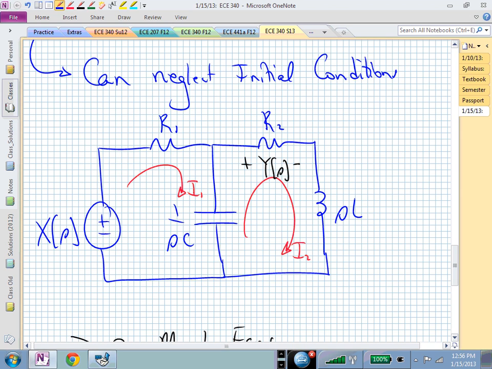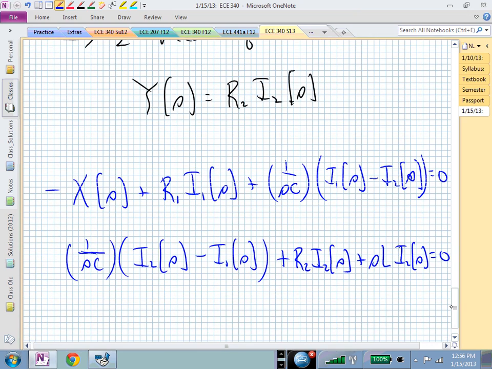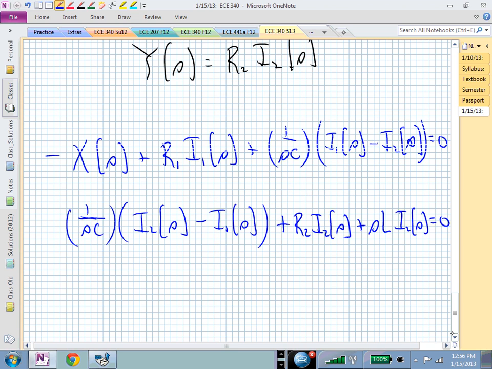Now we have two equations and two unknowns. We have an input, X, and our output is nowhere to be found here, but if we know I sub 2, we can calculate our output Y. And we could rewrite this if we wanted to. We could collect all of these terms and put it into a matrix.